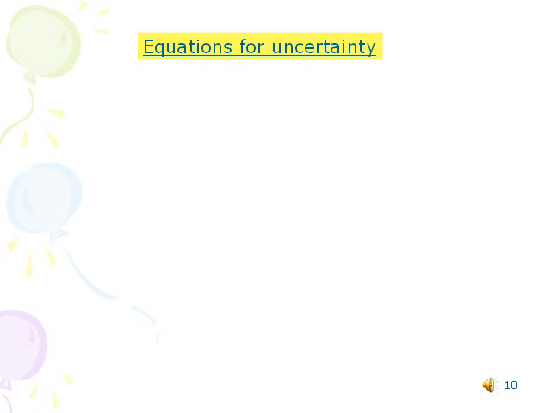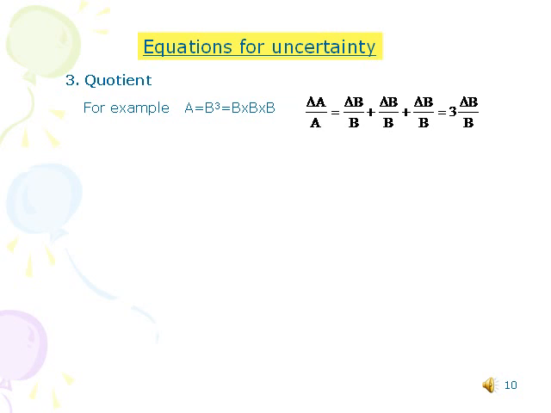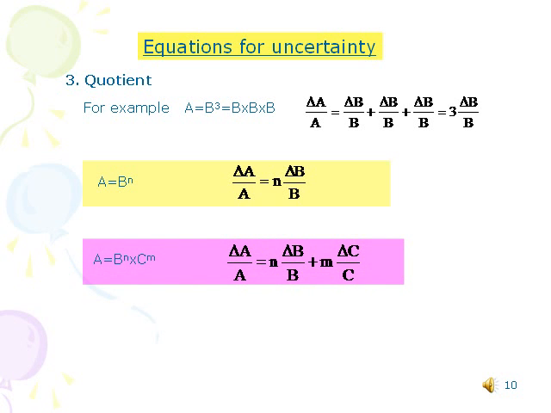The third uncertainty equation is for powers. For example, A equals B to the power of 3, which is equal to B times B times B. Based on the last equation, delta A divided by A should be equal to 3 times the ratio of delta B to B. Hence, for A equals B to the power of n, delta A divided by A equals n times delta B divided by B. Subsequently, we see A equals B to the power of n times C to the power of m. The ratio delta A divided by A is equal to n times delta B divided by B plus m times delta C divided by C.